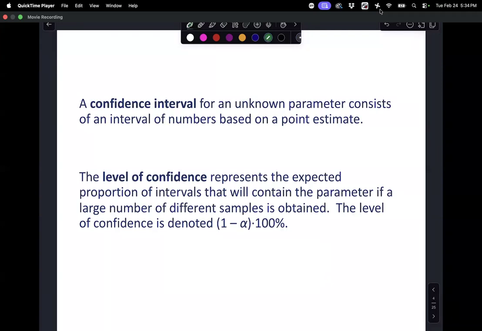So somebody did a poll somewhere and 45% of the people said, I'm going to vote for this person, but you have to have that margin of error, that plus or minus whatever percent. You have to have that because we haven't polled the entire population.